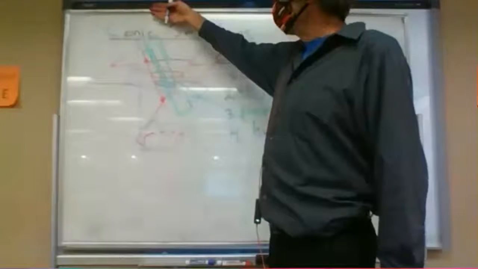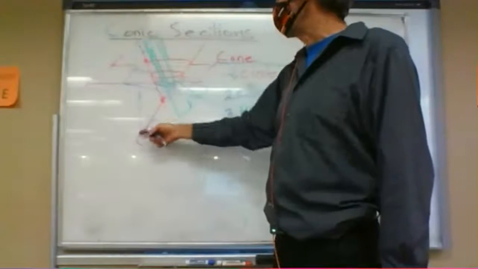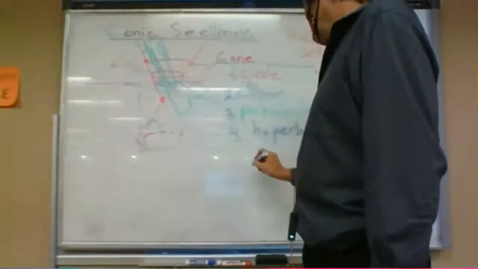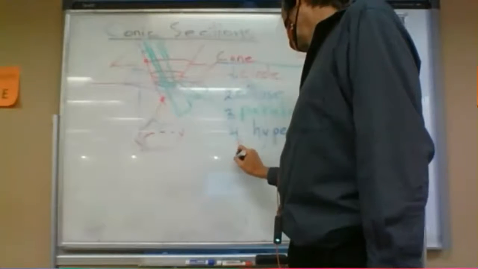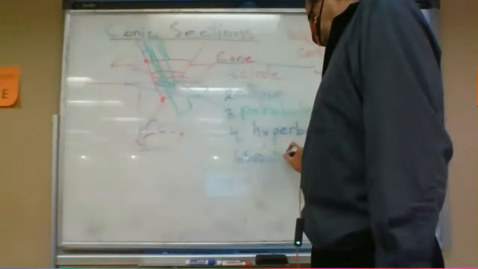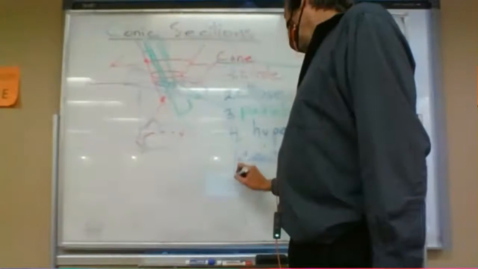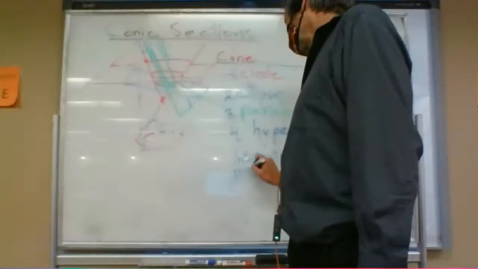Like you could run a vertical plane right through the point right here, and you get a pair of intersecting lines, right? You could also run it right through just this one point and get a point. You could also run it just right down this edge and get a single line.